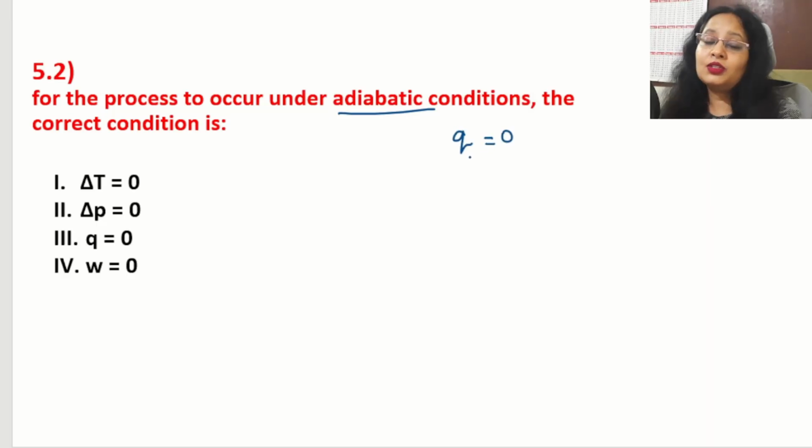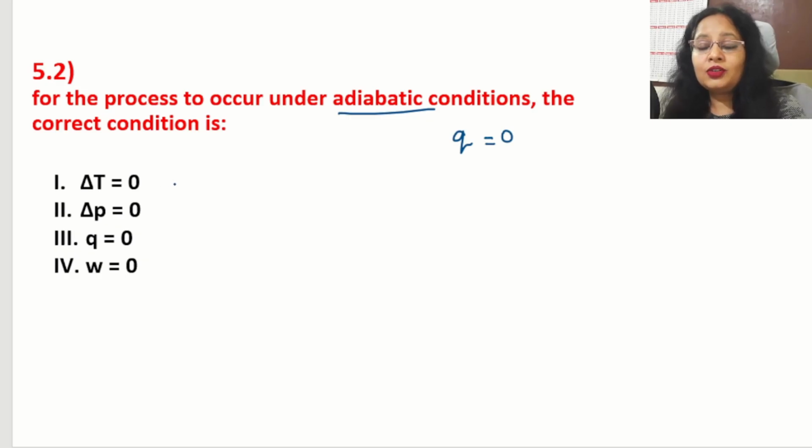It means there is no transfer of heat from outside to inside or from inside to outside. In that case, the walls of the system should be adiabatic. Correct? Adiabatic means, like, we can say a thermoflask. So there is no heat transferring to or from the system. Now for this, which one is the correct option?